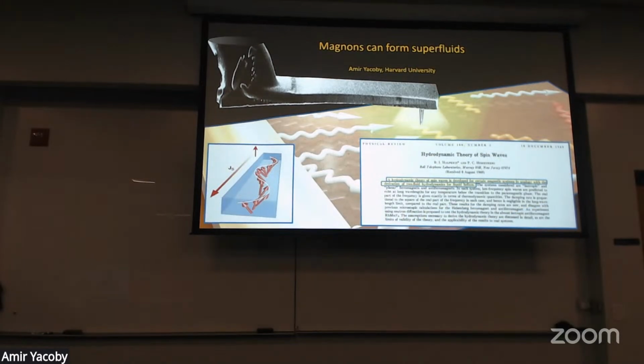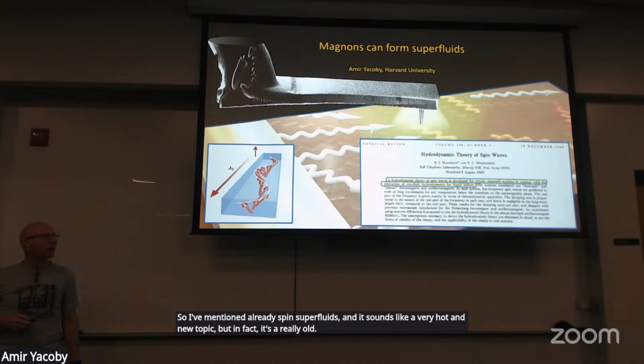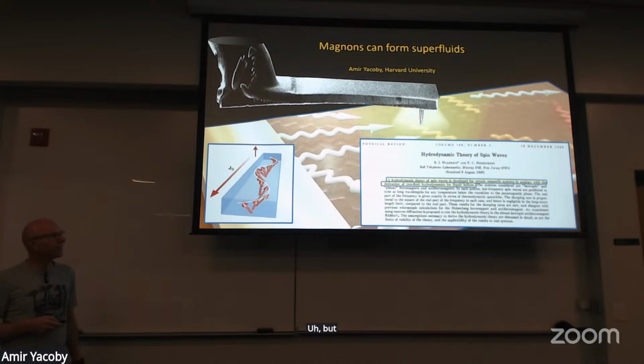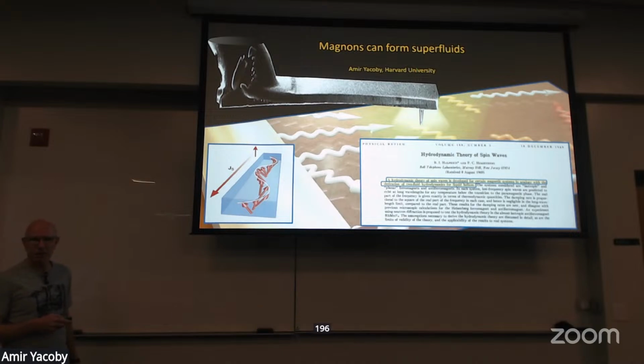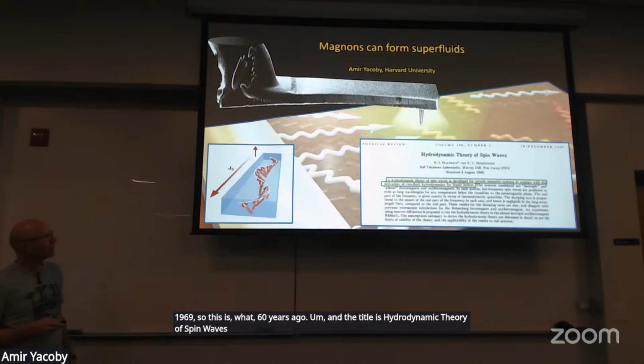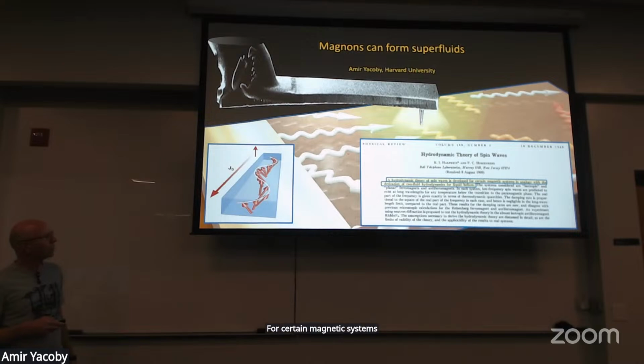I've mentioned spin superfluids already, and it sounds like a very hot and new topic, but in fact, it's a really old, but not very well studied topic. This is a seminal paper from Bert Halperin and Pierre Hohenberg, 1969, so this is, what, 60 years ago. The title is Hydrodynamic Theory of Spin Waves, and the first sentence reads, a hydrodynamic theory of spin waves is developed for certain magnetic systems in analogy with the derivation of two-fluid hydrodynamics for liquid helium.